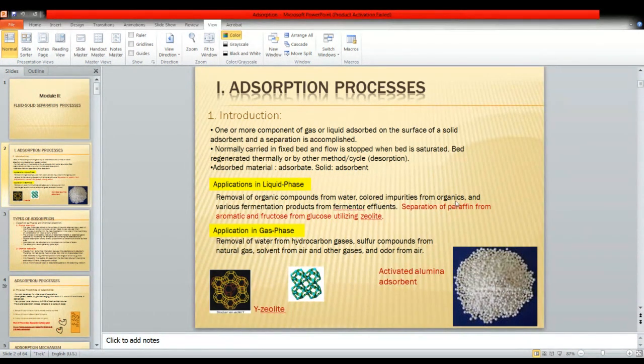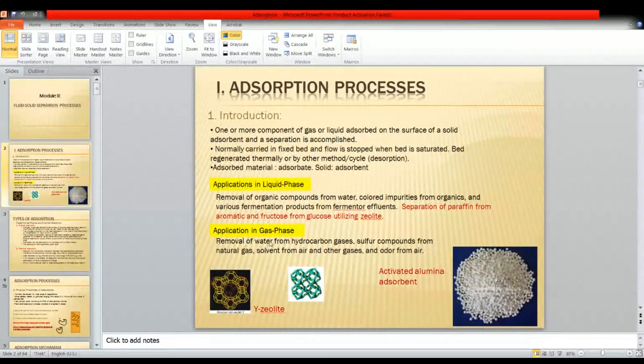Then color impurities from organic compounds. Then various fermentation products from fermentation effluents you can separate, and separation of paraffin from aromatics and fructose from glucose utilizing zeolite. Zeolite is an adsorbent. Here is the picture of the adsorbent. This is the structure shape of this resin. We usually call it resin.